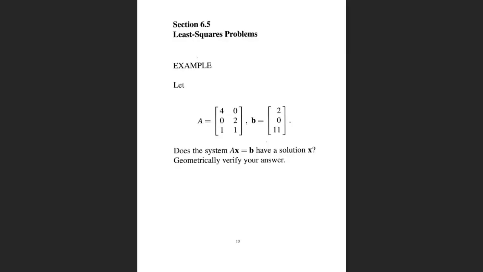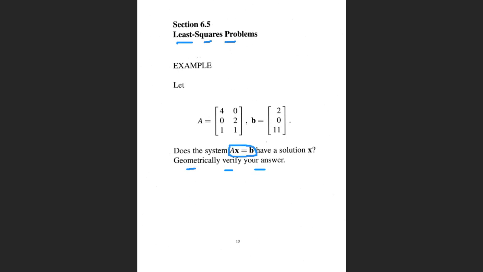Okay, so section 6.5 talks about what are called least squares problems. Okay, what are those? All right, well, we'll get to that. But what we want to do is have a geometric understanding of what it means for a system of equations, like Ax = b, to have a solution.